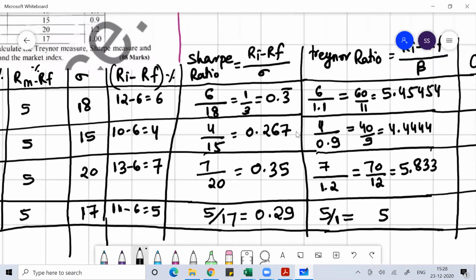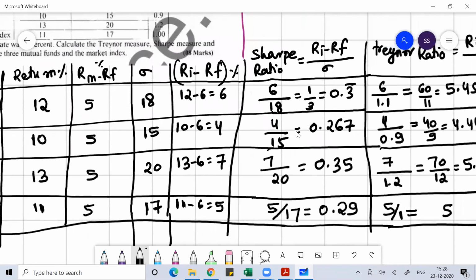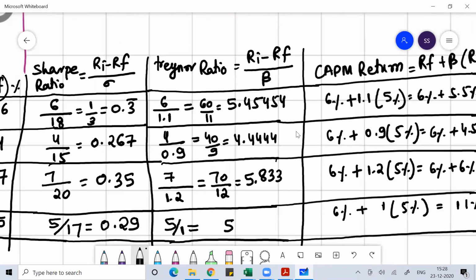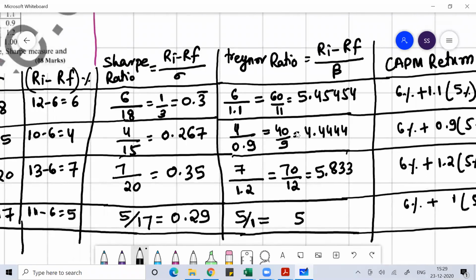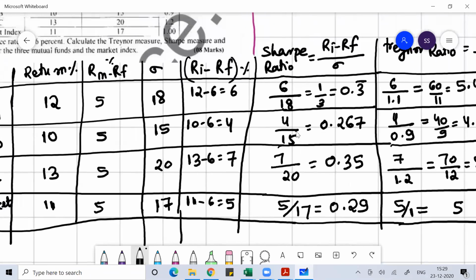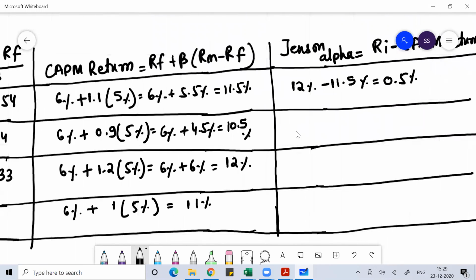So return on the stock is 12, 10, 13, 11. So this is 12 minus the CAPM return of 11.5. So this is 0.5. This is your Jensen Alpha. Okay, next one is 10. 10 minus 10.5% is minus 0.5%.